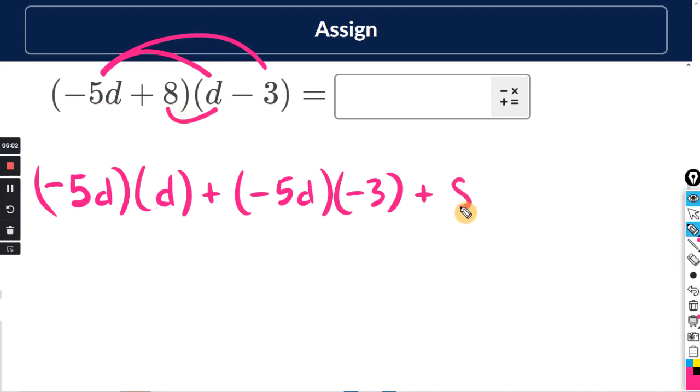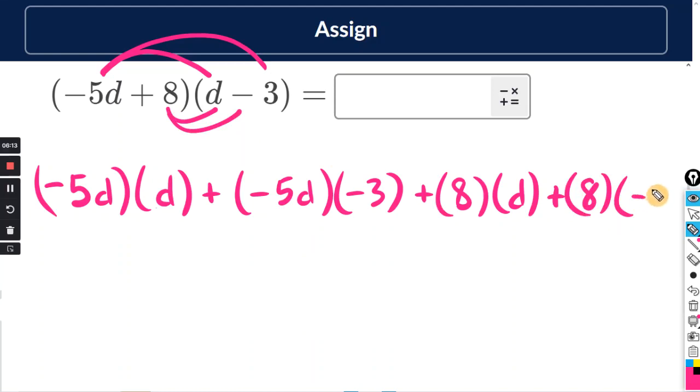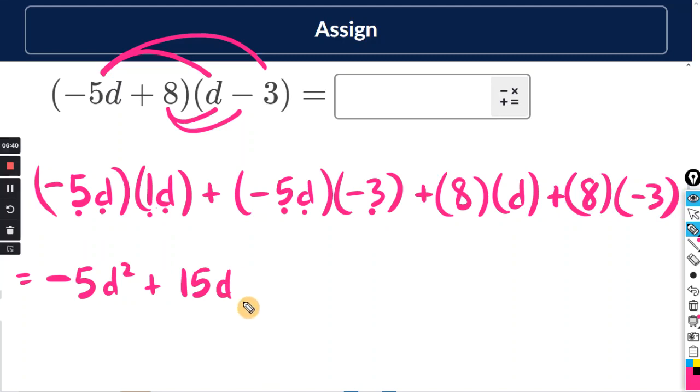Positive 8 times d. All right, that's going to be 8 times d plus positive 8 times negative 3. All right, and now we're in business. You can assume there's a 1 here. Multiply the numbers and letters separately. Negative 5 times 1 is negative 5. D times d is d squared. Plus negative 5 times negative 3 is positive 15. And d is just by itself. Plus 8 times d is 8d. Plus 8 times negative 3 is negative 24. All right, that's the same as minus 24, as you will see.